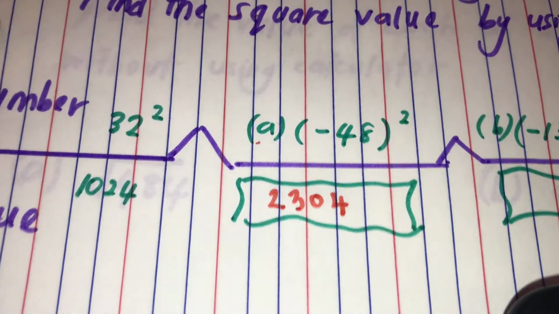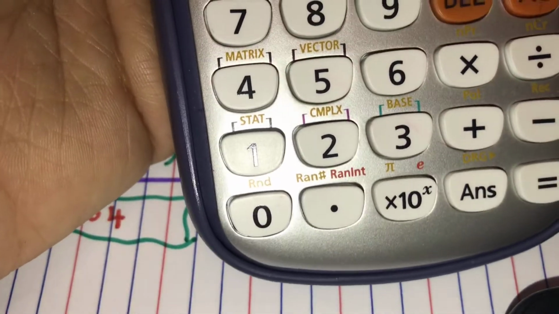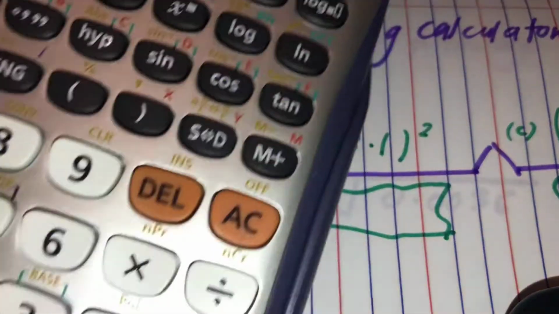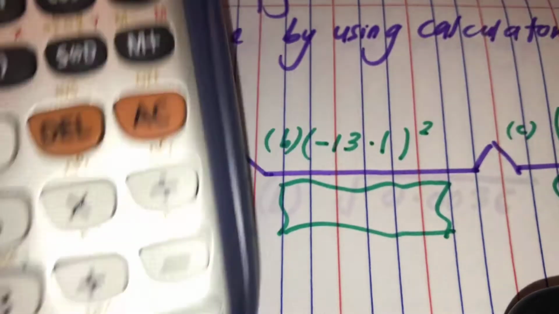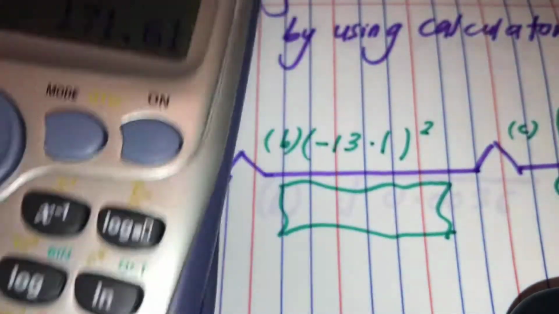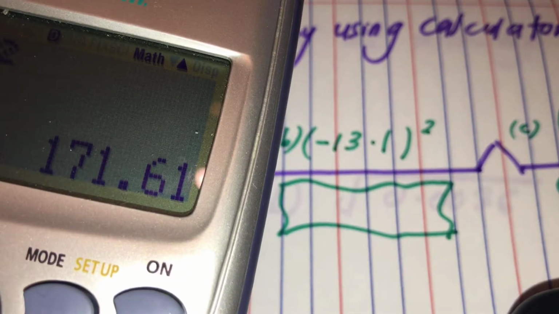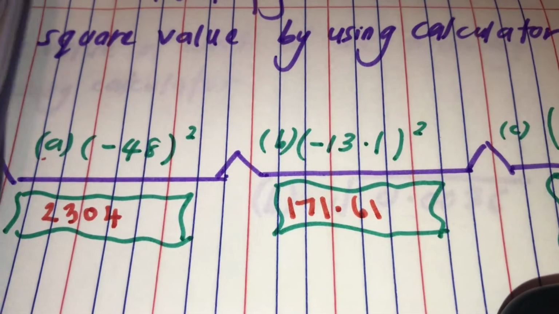Okay, next, negative 13.1 square, also the same. Bracket negative 13.1, and then square. Press equal. You will get a fraction, right? So you want to change to decimal, you press S-D. You get 171.61. Okay, 171.61.